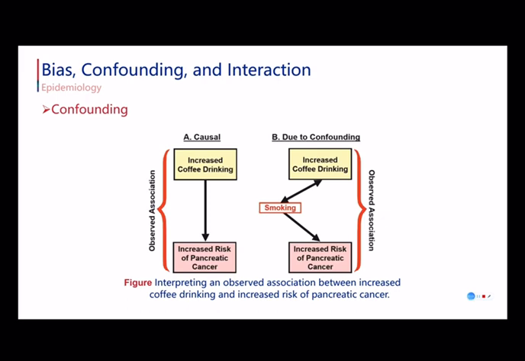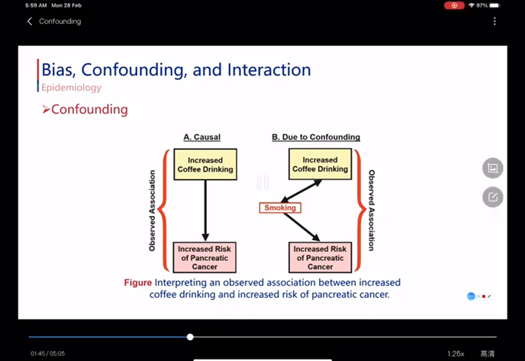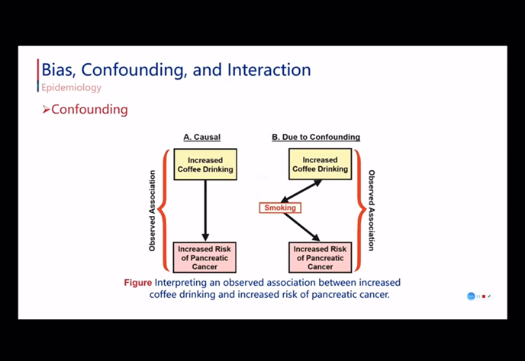So if an association is observed between coffee drinking and cancer of the pancreas, it may be 1. That coffee actually causes cancer of the pancreas. Or 2. That the observed association of coffee drinking and cancer of the pancreas may be a result of confounding by cigarette smoking. When we observe an association, we ask whether it is causal or whether it is a result of confounding by a third factor that is both a risk factor for the disease and is associated with the exposure in question.